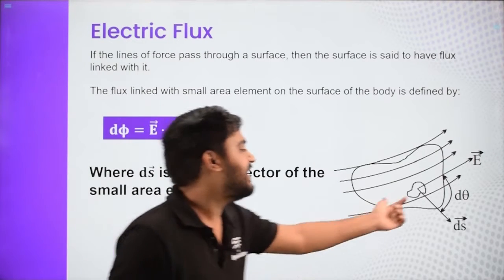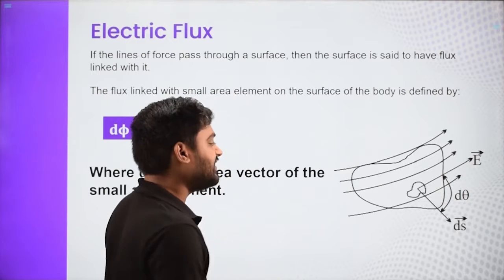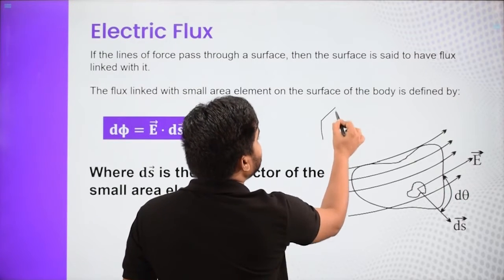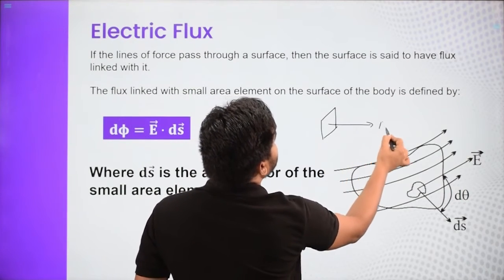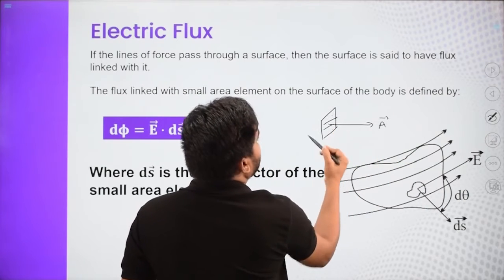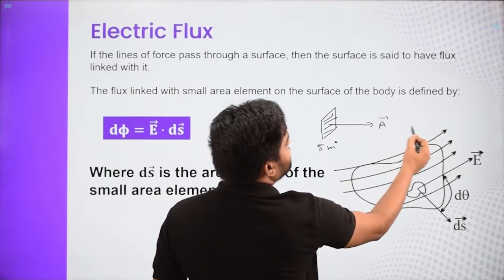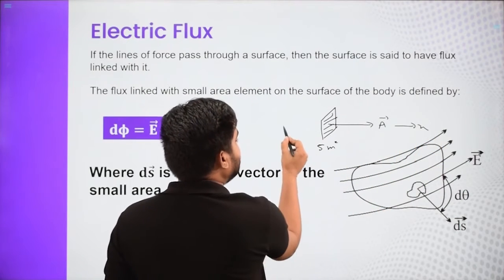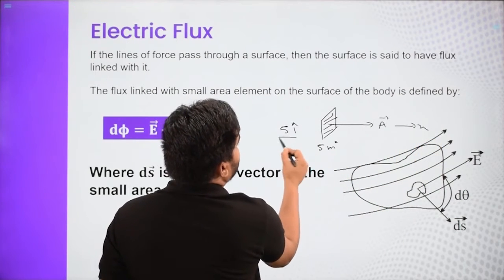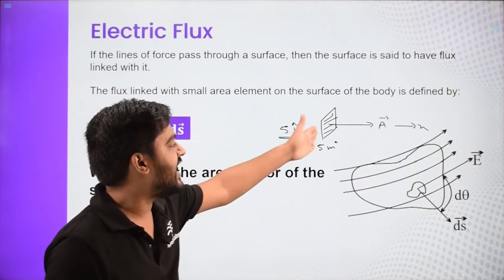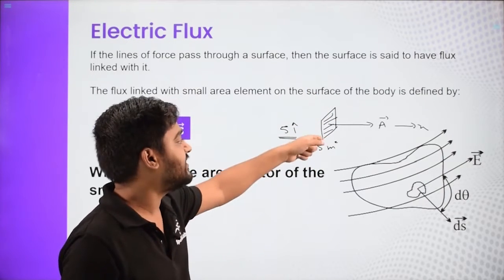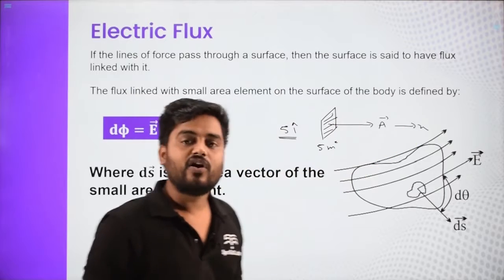So if this is the area, how is the area vector? The area vector is always perpendicular to the area. Suppose this is a 5 meter square area, and this is my x-axis. Then the area vector can be written as 5 I cap, because this area is lying in the yz plane, so the direction is along the x-axis.